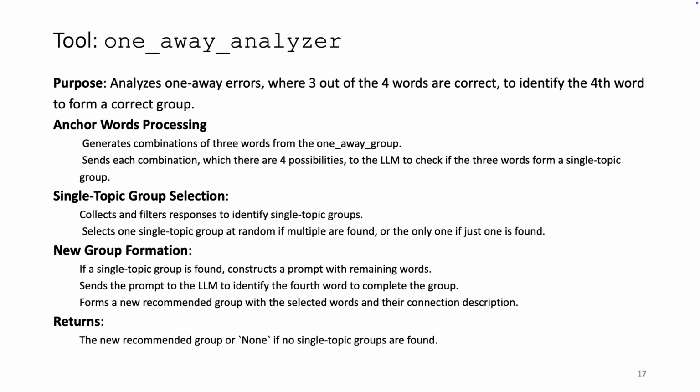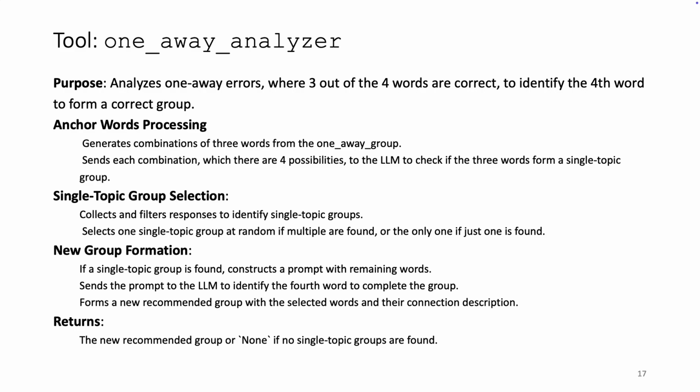The process begins by generating a combination of 3 words from the set of 4. The 3 words are called anchor words. Since there are 4 words in total, we can form 4 different combinations by excluding 1 word at a time. Each of these combinations of the 3 anchor words is sent to an LLM to determine if they form a cohesive single topic group. Next, the tool gathers the responses from the LLM.